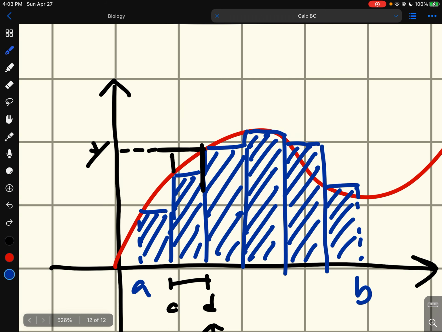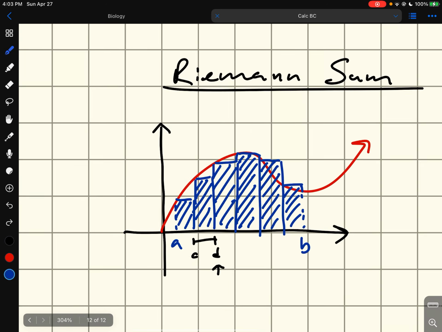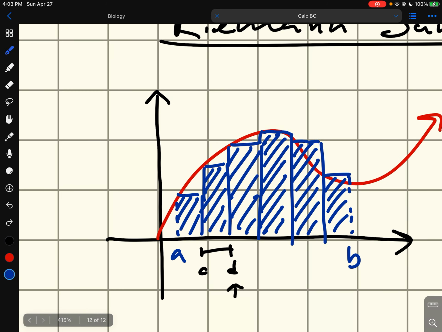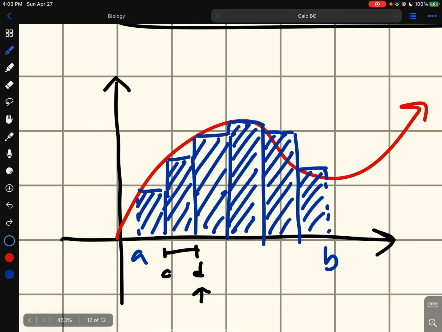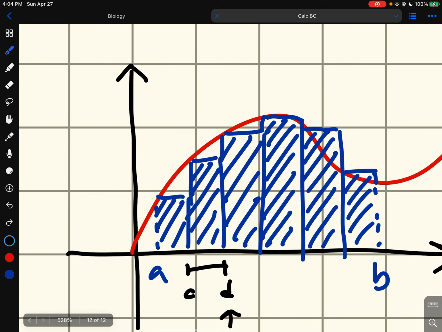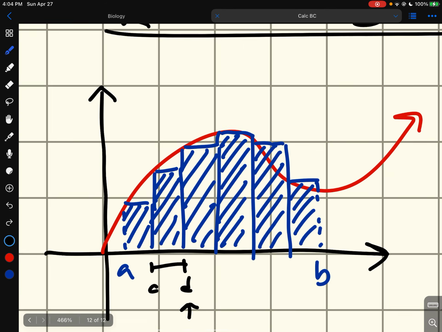So that's why it just changes what kind of approximation you have. When you have a Riemann sum and the function is increasing like this, then the left-hand Riemann sum will give you an underestimate. See how all of these are missing from our estimate? So that is an underestimate.